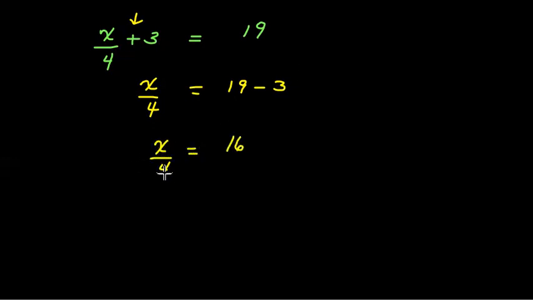And what I'm going to do here to get rid of this 4 is multiply both sides by 4. I choose that to get rid of the 4, so I know I'm going to be left with x. And this is going to be 16 multiplied by 4, hence x is equal to 64.